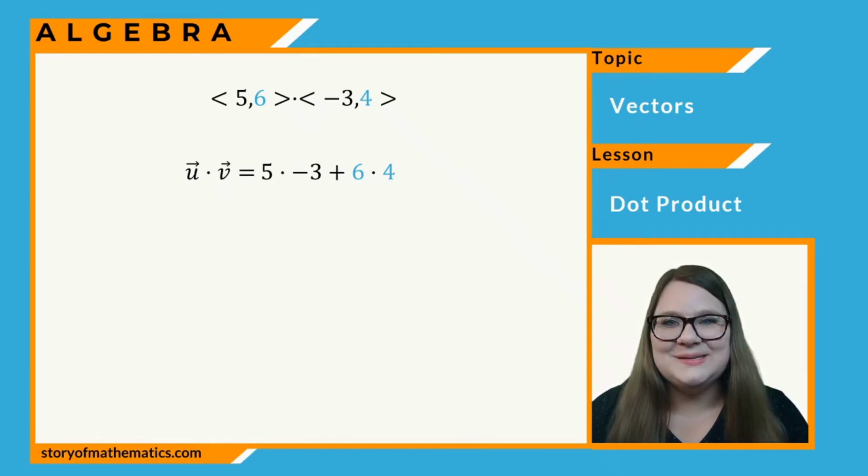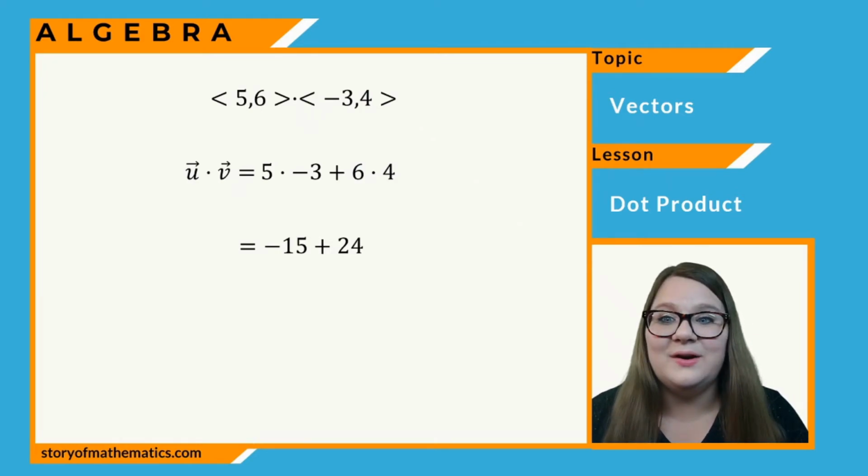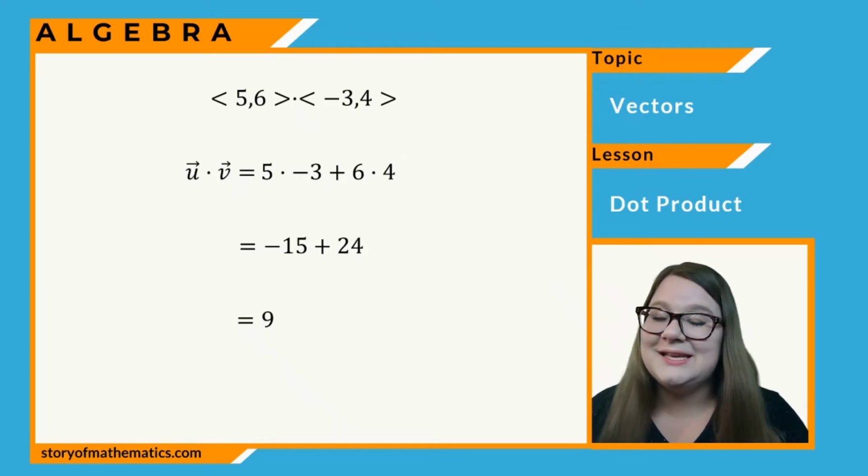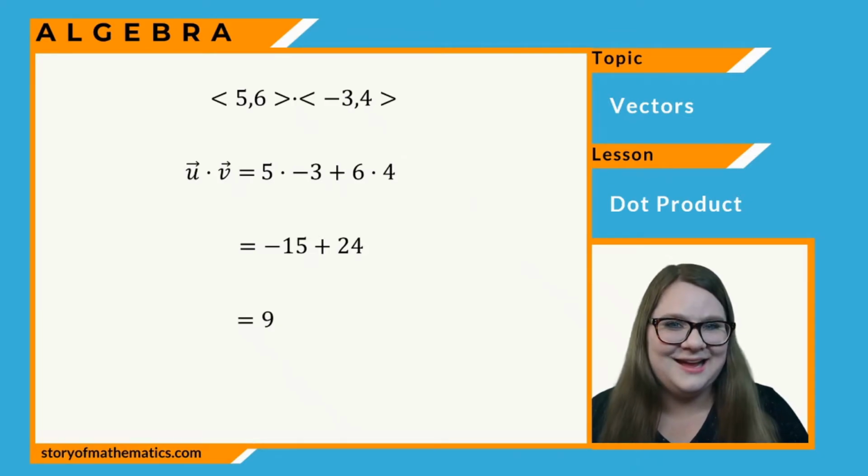So now I just need to simplify this. 5 times negative 3 is negative 15, and 6 times 4 is 24. When I add those together, I get 9. So the dot product of 5, 6 and negative 3, 4 is 9.